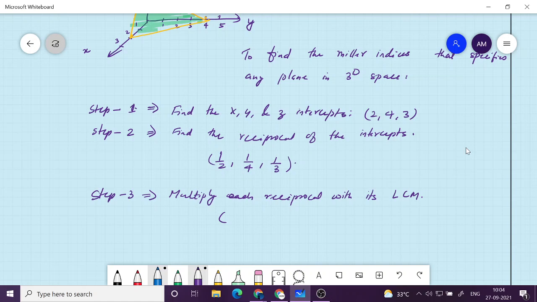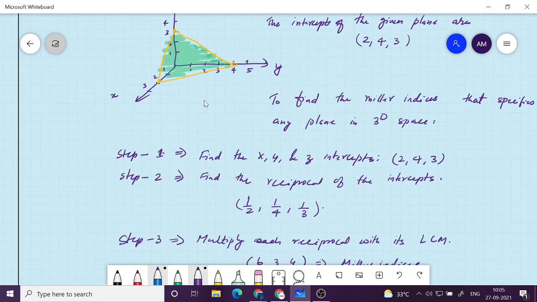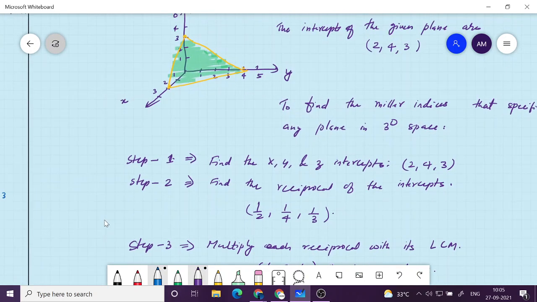LCM. So what will you get? LCM is basically 12. So we will get it as 6, 3 and 4. So this is the Miller indices. Okay, so the plane 634, when we say, we are referring to this particular plane. Okay, and it is also the Miller indices of a plane which is parallel to this particular plane.